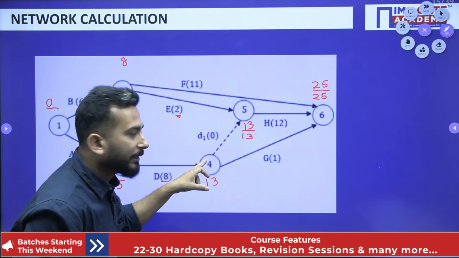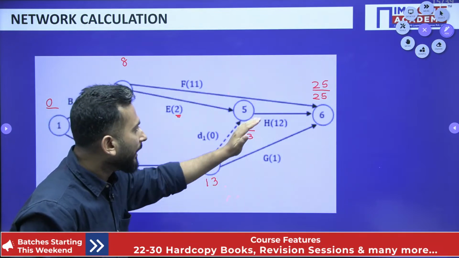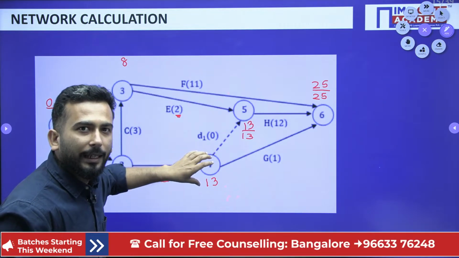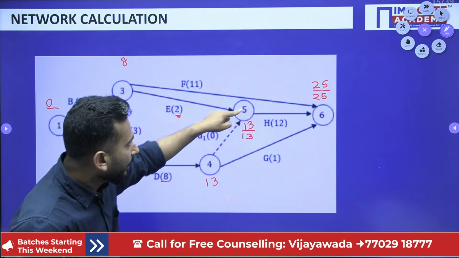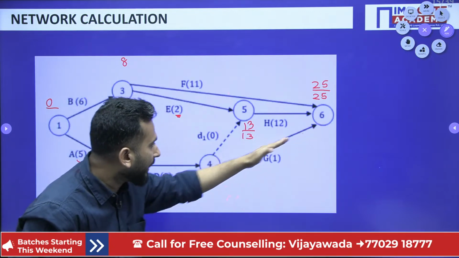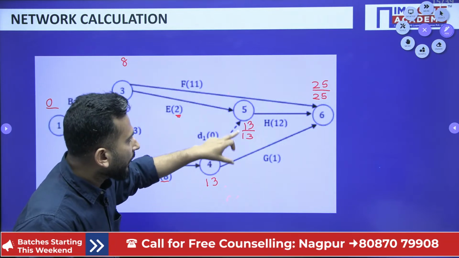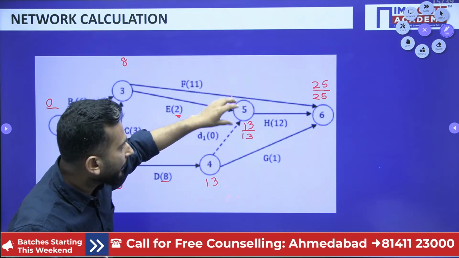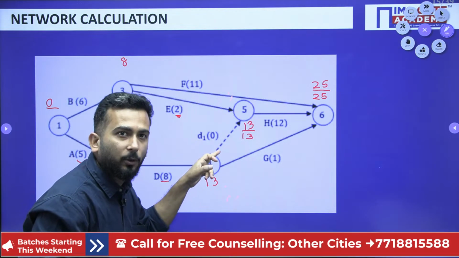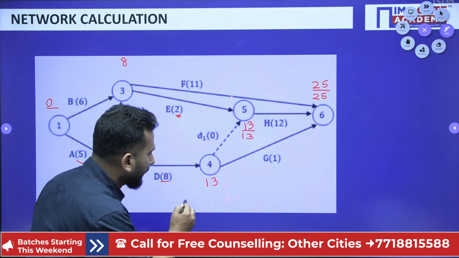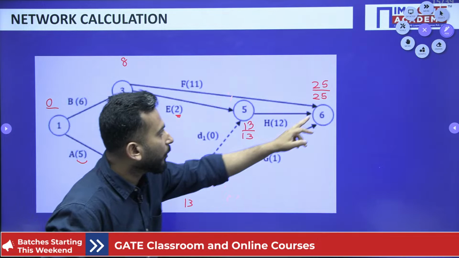So after 5, let's discuss 4. Now, my dear friends, can you determine in how many ways you are able to reach 4? There are 2 ways by which I can reach this 4. You are already at 5, so if you come from 5 to 4, you have to subtract 13 minus dummy activity 0. So one option is 13. Second option, when you are directly coming from 6 to 4, 25.